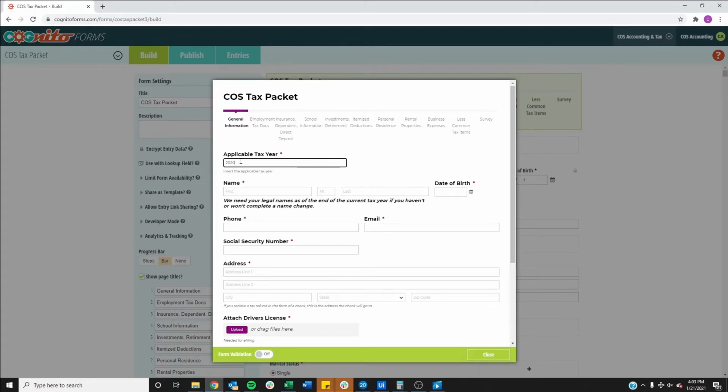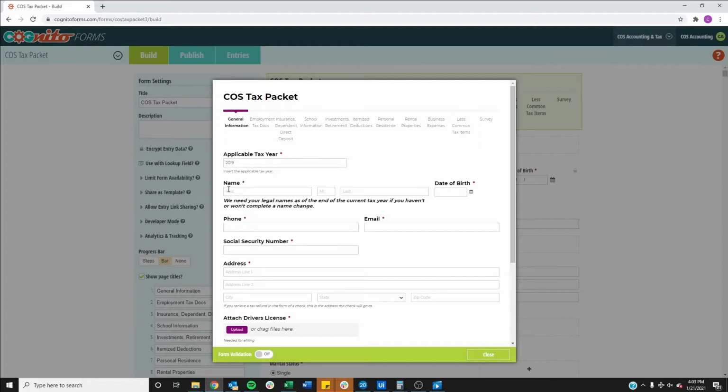The very first question that's going to come up is going to ask which tax year you're filling out this tax packet for. It's automatically going to default to the tax year we're preparing that year. But if we are preparing any previous year tax returns, you're going to want to put that year in there so we know which year you're wanting us to prepare.